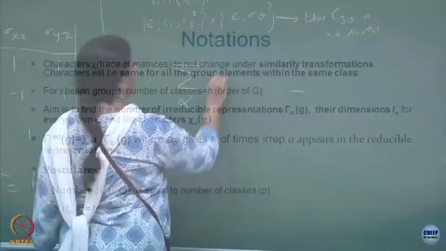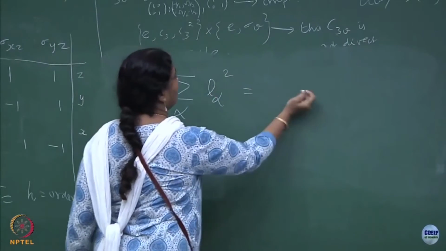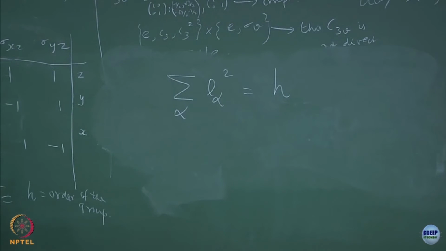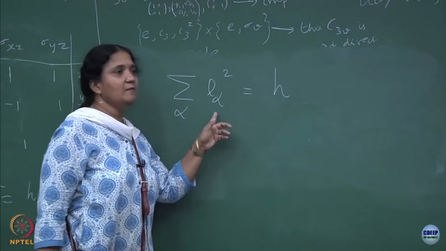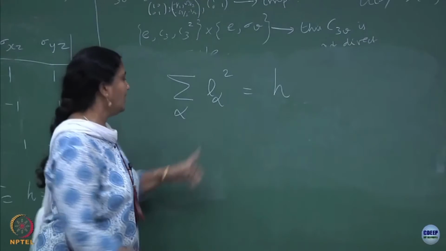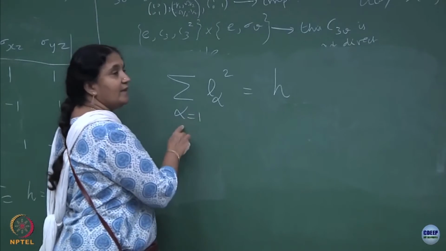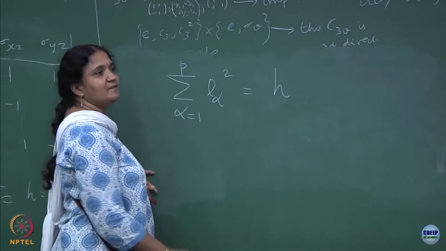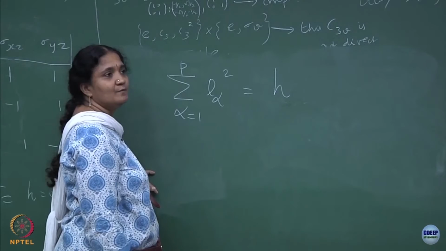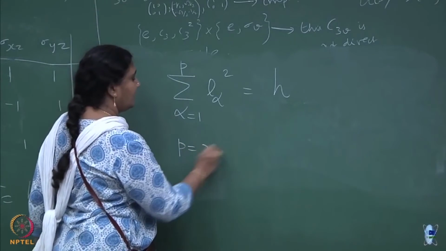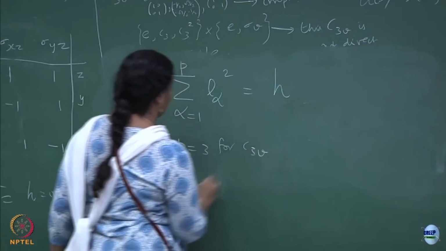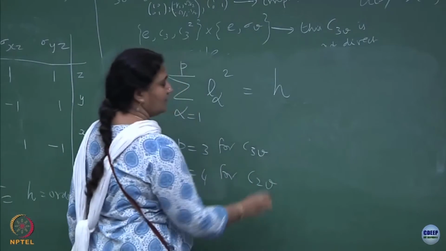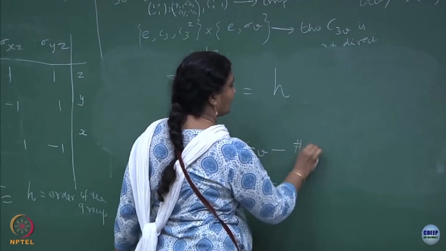Summation over alpha, L alpha squared is equal to the order of the group. Remember that the number of irreps, alpha, has to be equal to the number of classes. P is the number of classes for the group. So, P is 3 for C3V and P is 4 for C2V. This is the definition of the number of classes.